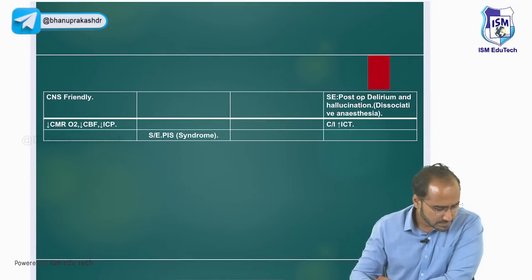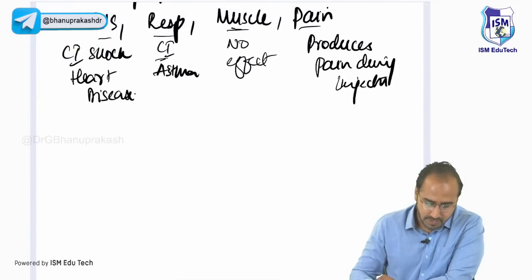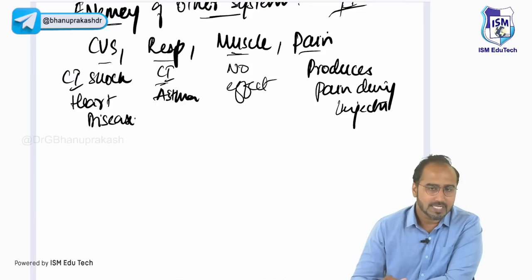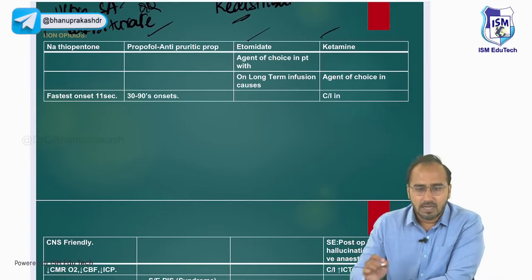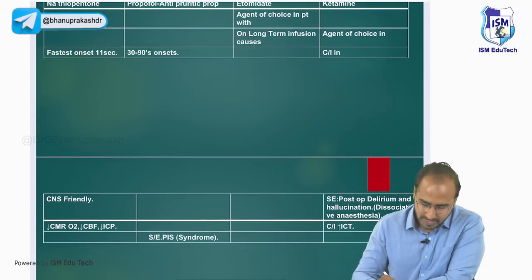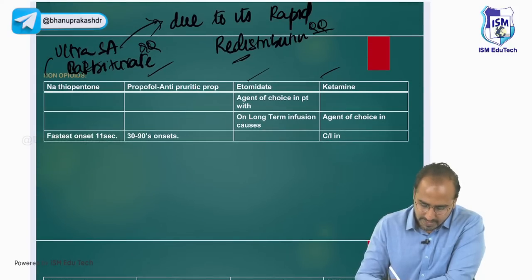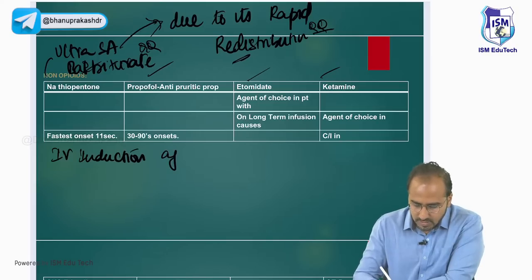So propofol is used as an IV induction agent of choice in, we are talking in the context of these systems only, not the gastrointestinal tract and all. For the gastrointestinal tract, any drug can be given, okay? Regarding propofol, propofol is used as an IV induction agent of choice in what all conditions?